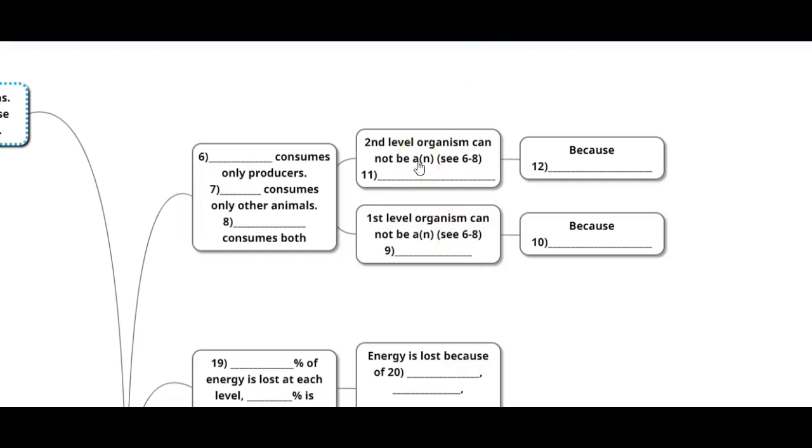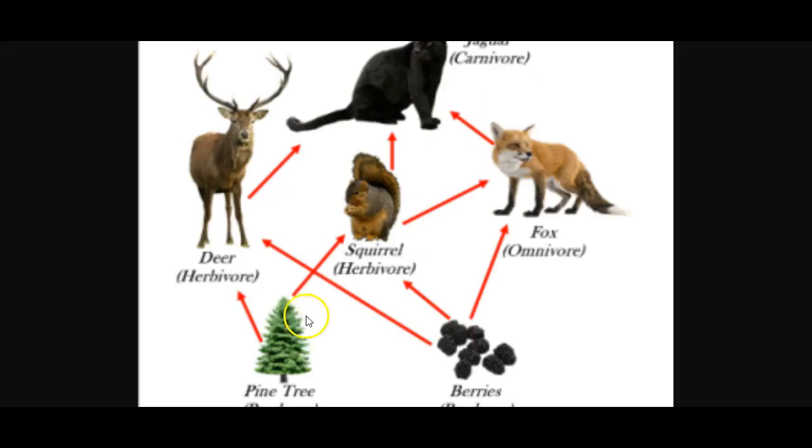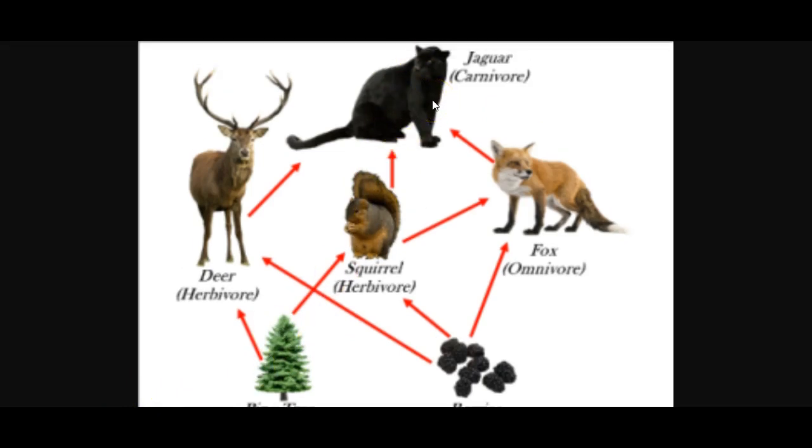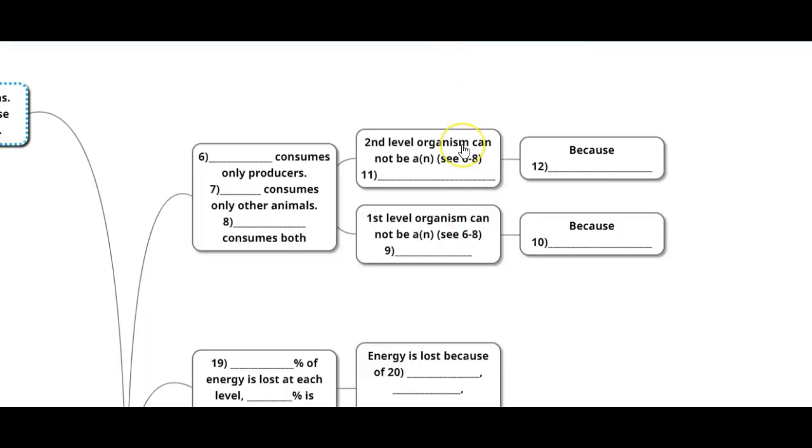All right, what about a second level organism? Okay, second level organism. So let's go back to this one. So, if I'm counting backwards, 1, 2, in this string, the jaguar would be a second level. This is not the jaguar's highest level, by the way. What can it not be? Look, the jaguar is eating animals. Okay, it's eating animals. The jaguar cannot be an herbivore. So coming back here, it cannot be an herbivore.